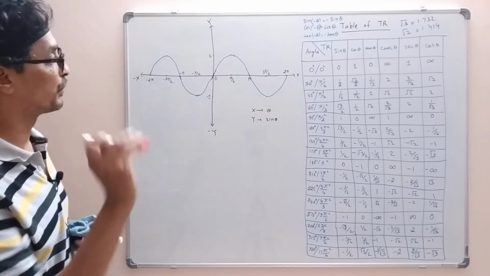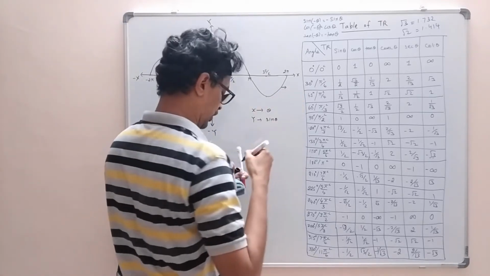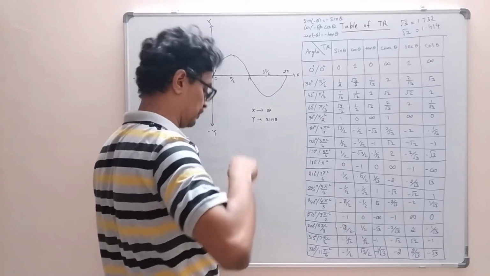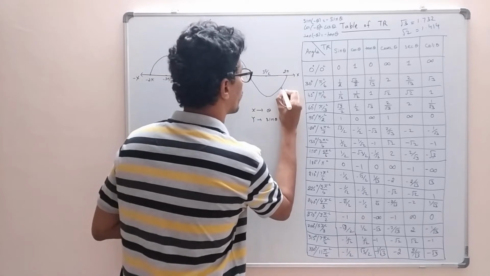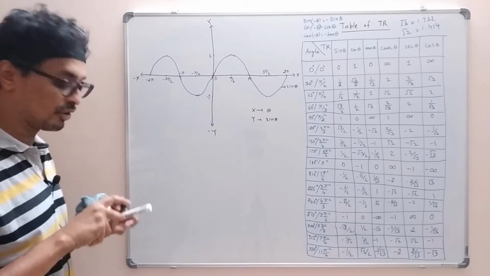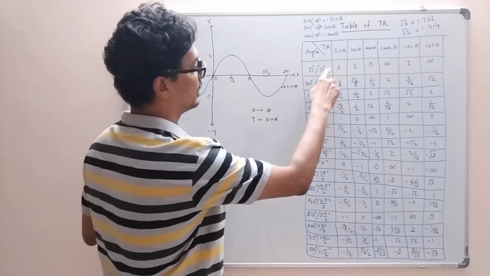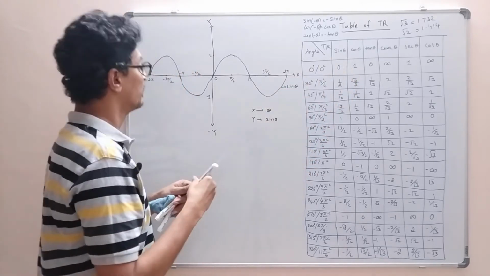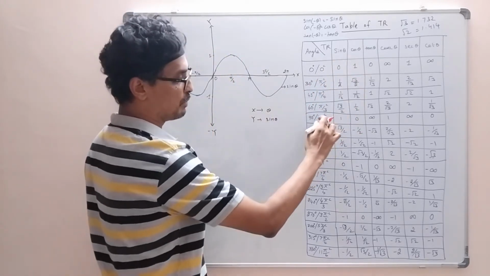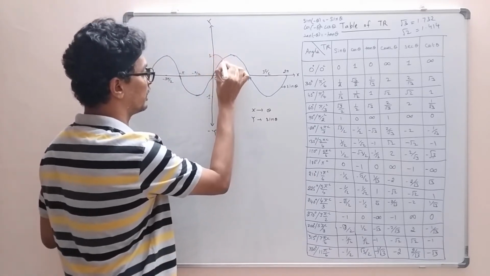Let us see. I am going to use red color. So the blue color is for sine theta, and then I am going to use a red color for cos theta. So for cos theta, at 0 it is equal to 1. That is positive 1 here. And then when it goes to pi by 2, correct? When it goes to pi by 2, it becomes 0. So the cos goes like this.